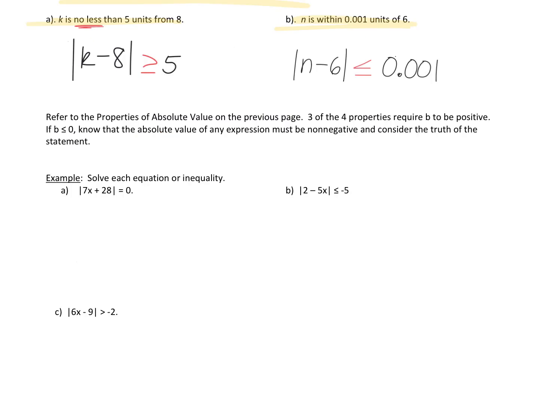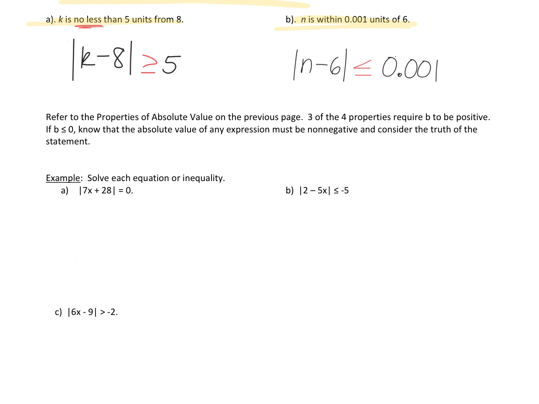Okay, 3 of the 4 properties on the previous page require b to be positive. If b is less than or equal to 0, know that the absolute value of any expression must be non-negative and consider the truth of the statement. Okay, let's look at A. It's saying the absolute value of this thing is equal to 0. We've been saying there are 2 numbers that have the absolute value 5, for example, 5 and negative 5.